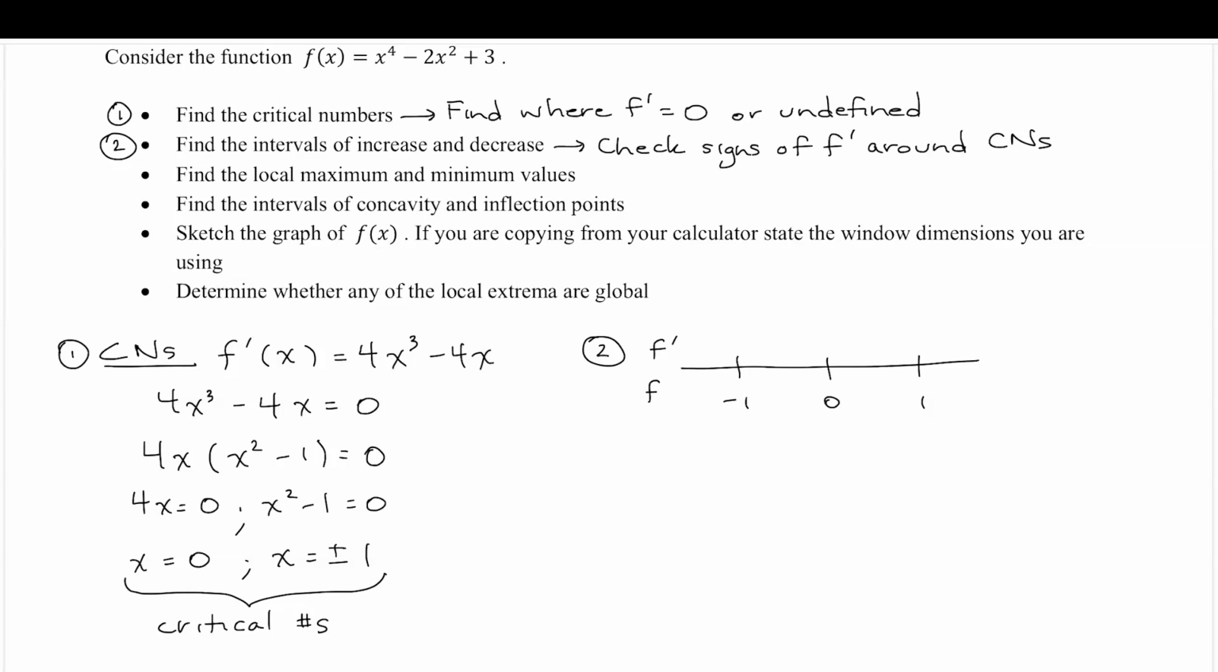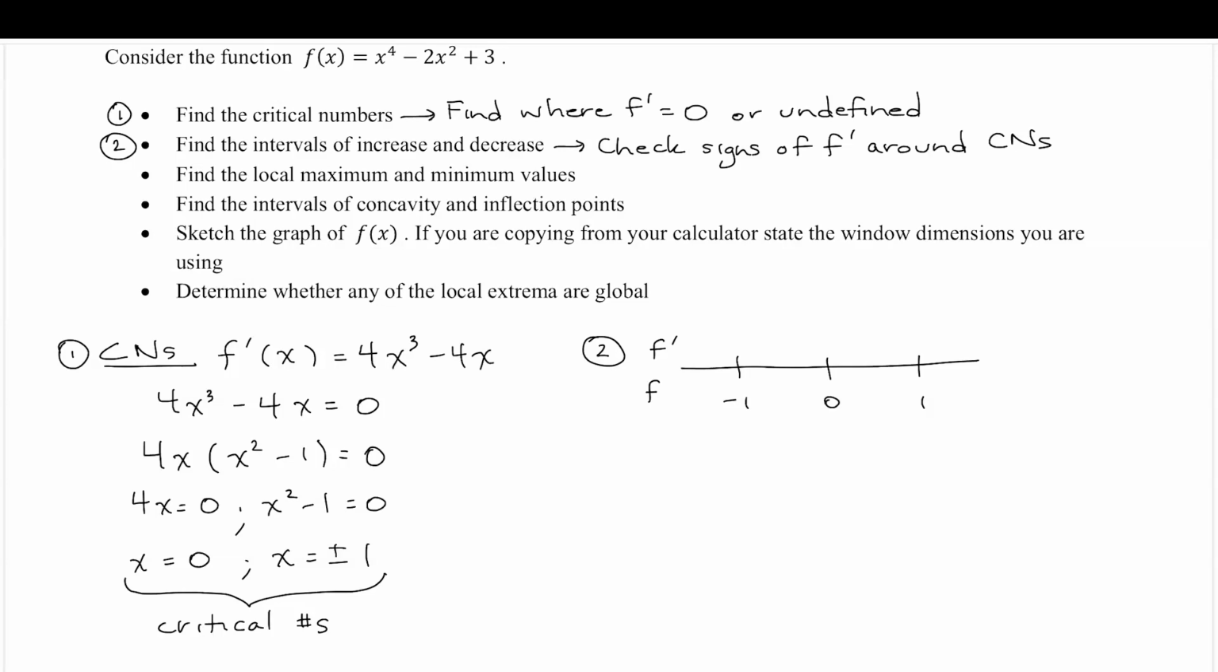So I take a number to the left of -1, for example, -2, and I plug that into f prime. I don't actually care what the number itself is. All I care about is what the sign is, whether it's positive or negative. Depending on the function, the one we're doing here is fairly simple and straightforward, so it might be easy enough to just plug the number in and you can tell what the sign's going to be. You can use your calculator to do this as well.